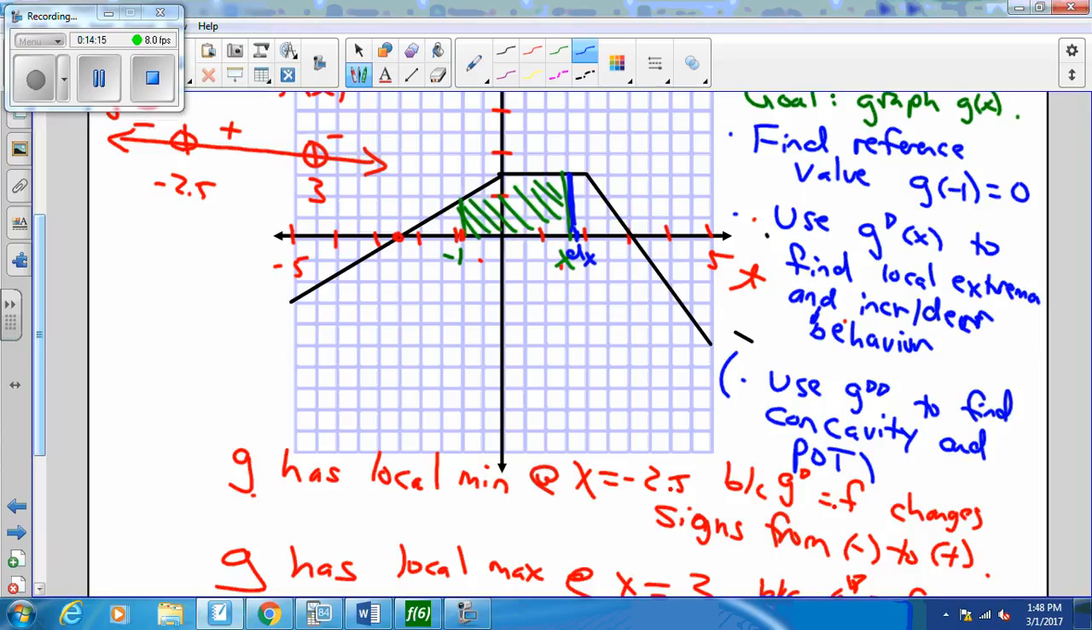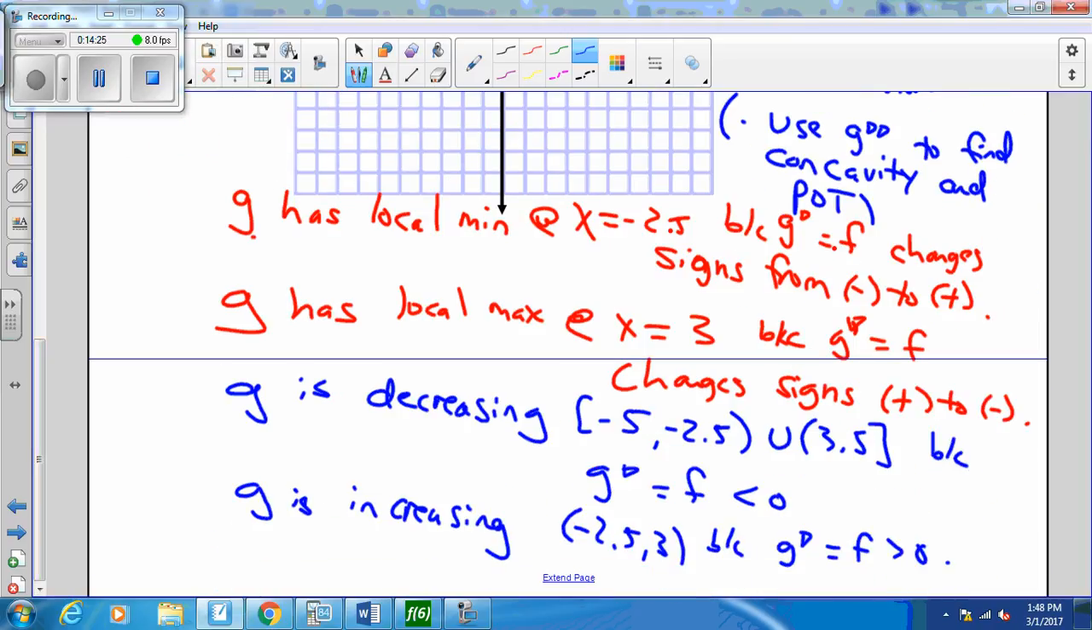And a whole lot of students will be tempted to take the increasing and decreasing behavior of F and apply that to G. This is not a graph of G. This is a graph of G prime. So in order to get this right, you have to use the theorem and recognize that we're looking for where G prime, which is F, is less than 0. Does that make sense? Okay.